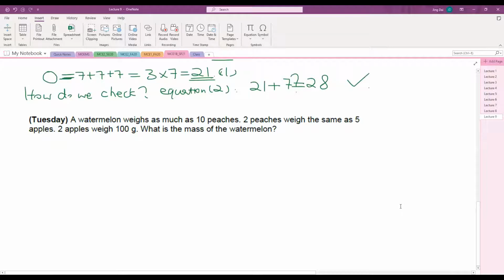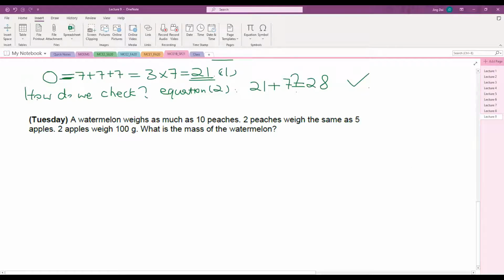So, Ethan Roberts, do you want to talk about it? Okay, I'll go. Can you read the question? Okay, a watermelon weighs as much as 10 peaches. 2 peaches weigh the same as 5 apples. 2 apples weigh 100 grams. That's not 10, that's 100, Ethan. That's 100 grams. What is the mass of the watermelon?